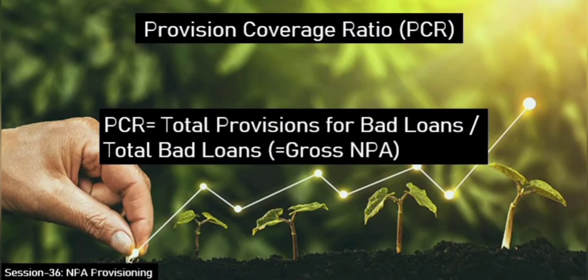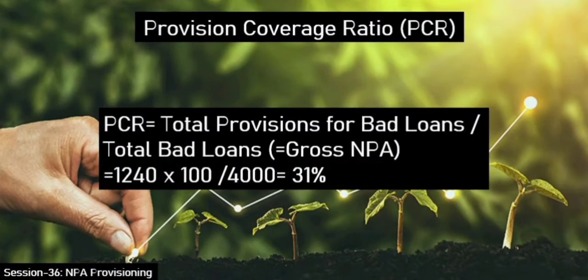Now another important ratio here in provisioning is the provision coverage ratio, PCR. That is nothing but the total provision for bad loans, that is NPA, divided by the total bad loans, which is again otherwise called the gross NPA. So here this NPA and bad loans are like same meaning only.